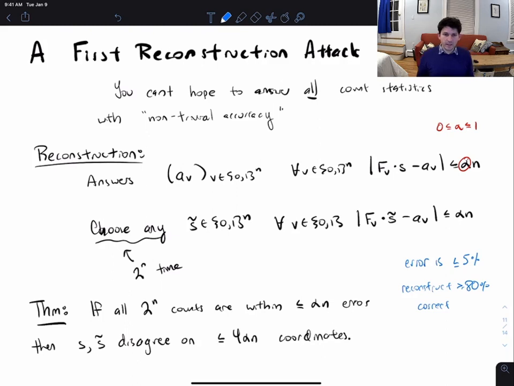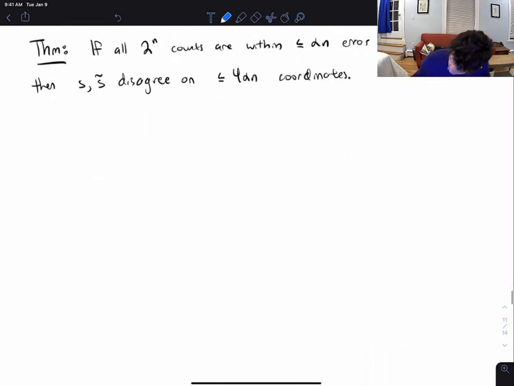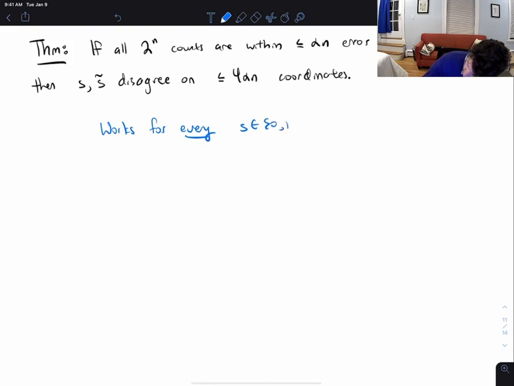And what that means is that I'm really doing something that I can only do because I received the statistics and because your data was included in those statistics. So I want to make this point. Let me zoom down. This theorem works for every vector of secrets S.